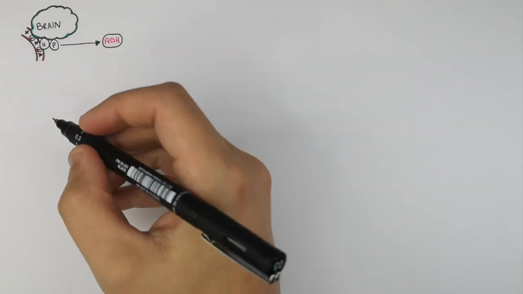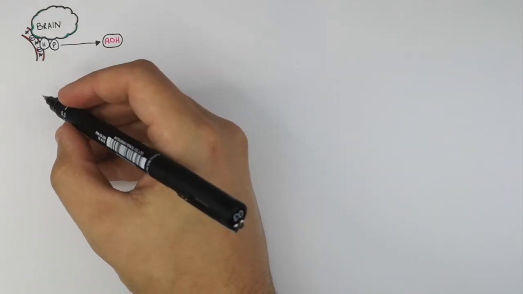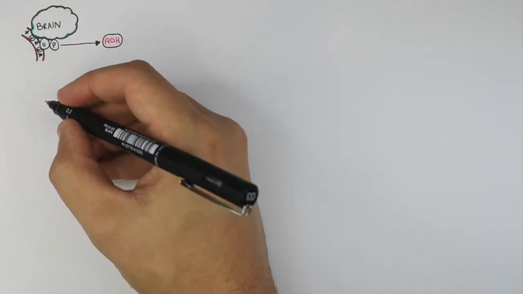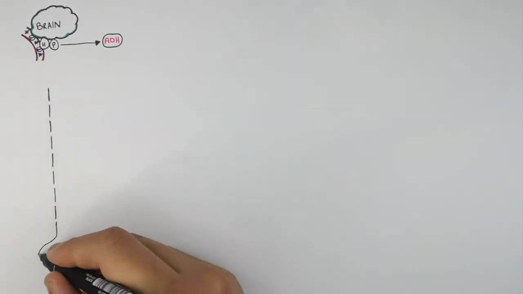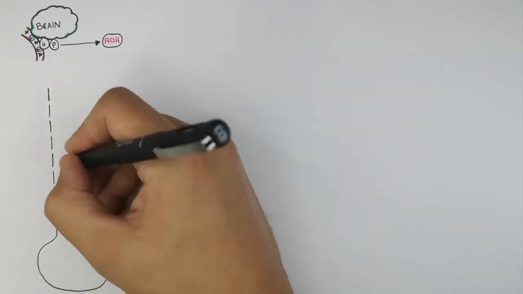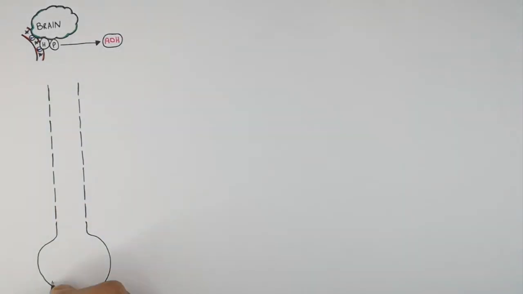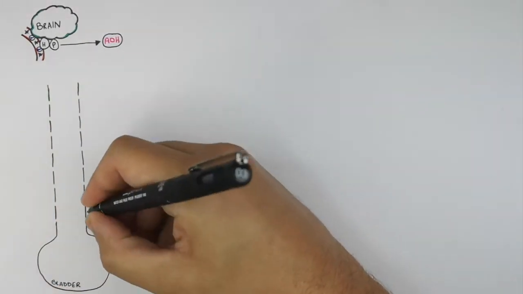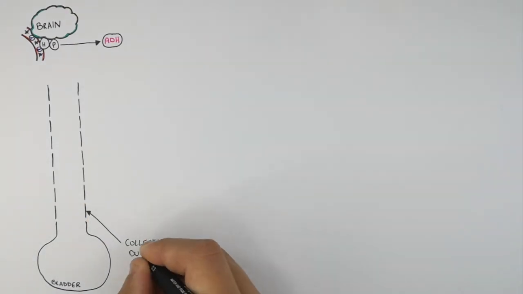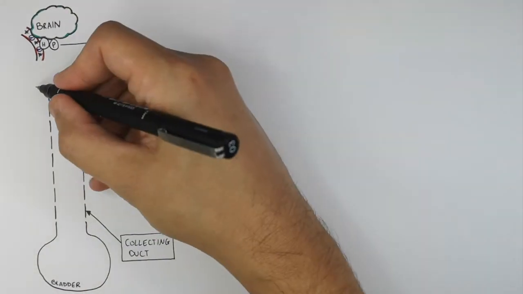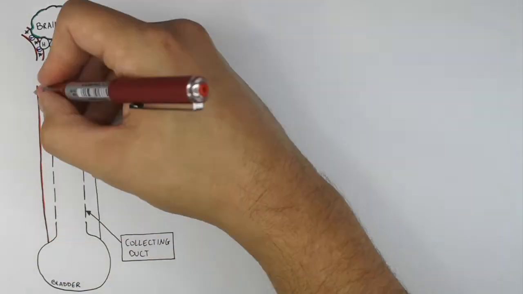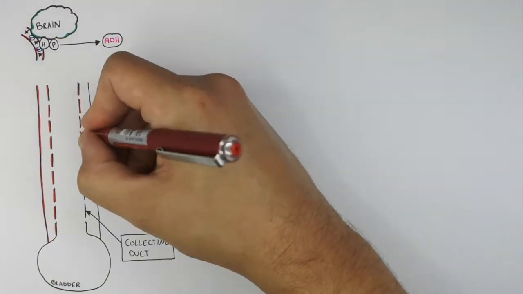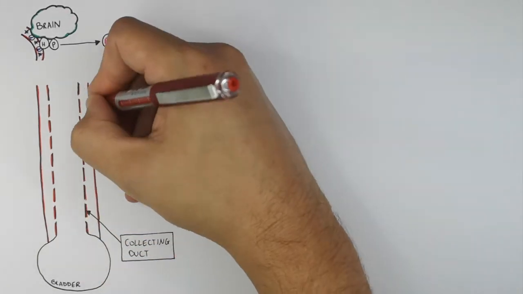So ADH is going to act on the collecting duct membrane to increase water reabsorption into the blood, and this is how it does it. This here is the collecting duct, and this is the bladder. This is the partially permeable membrane of the collecting duct. These are the blood vessels that surround the collecting duct, from which water is going to osmose from the collecting duct and into the blood vessels.